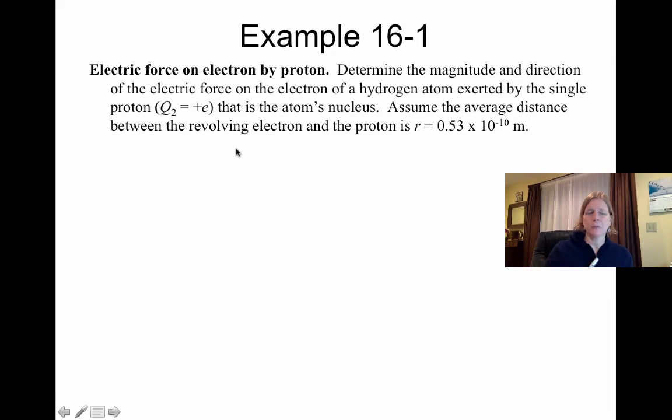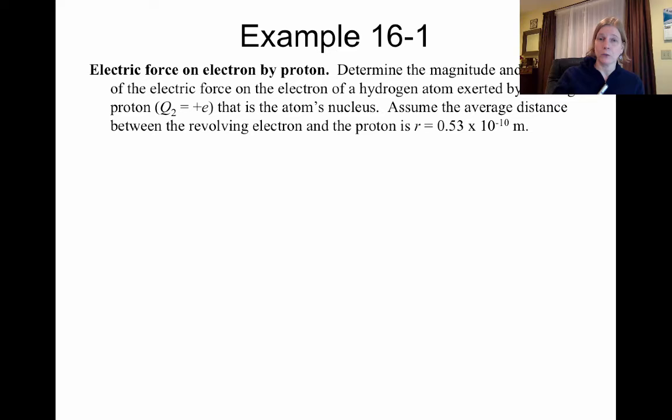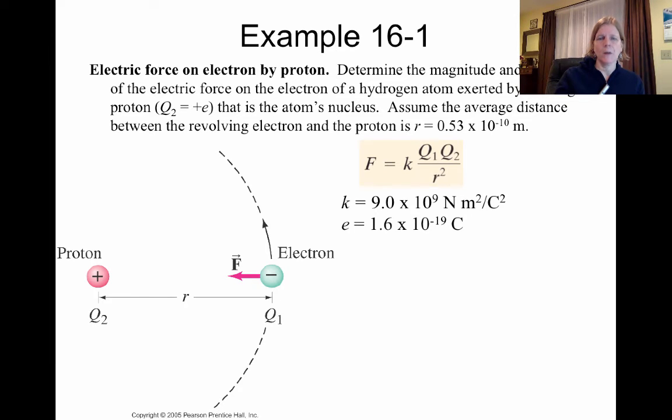Assume the average distance between the electron and proton is as given here, 0.53 times 10 to the minus 10 meters. All right, so how can we figure out the force? F equals k Q1 Q2 over r squared. We can bring forward Coulomb's law. So that's here. And I also drew a picture. It's always nice to have a picture. So there's our electron orbiting our proton. So we have a positive charge and a negative charge. We've arbitrarily chosen to make Q1 be the electron and Q2 be the proton.